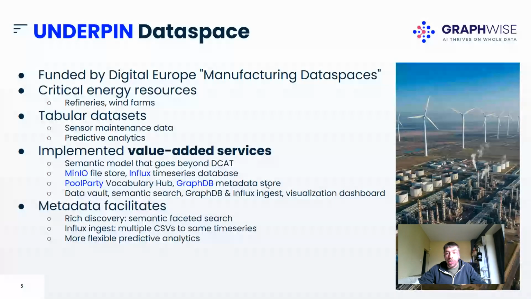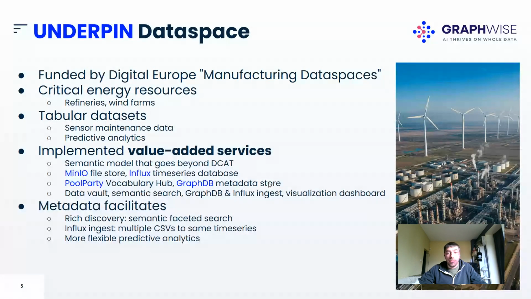We add a lot of services to a standard data space within the UNDERPIN data space. One is that we go way beyond the standard DCAT model used to describe assets. We also add central file storage and a time series database, which eases the onboarding of new participants, so they don't have to set up file endpoints and can more easily share data.